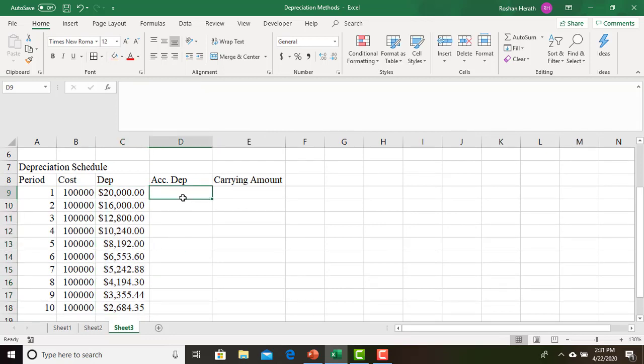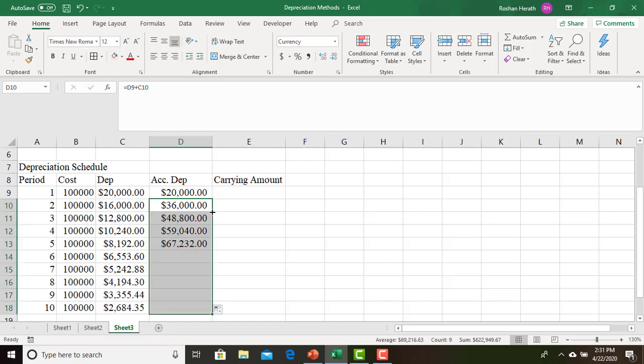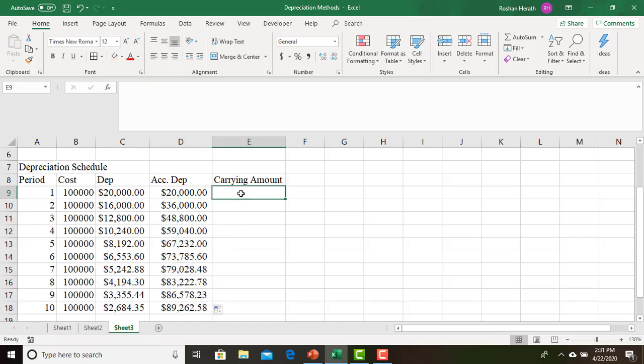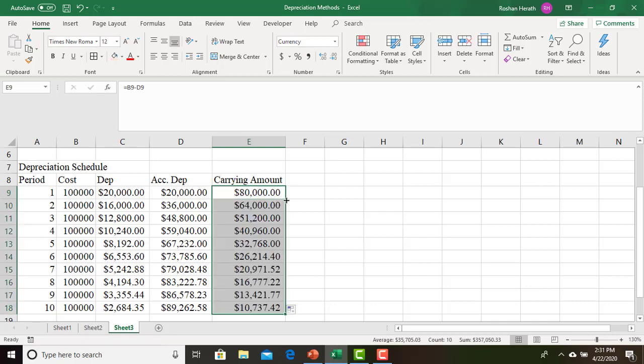Accumulated depreciation, how do we get that? It is 20,000 for the first year. For the second year, it is the first year's accumulated depreciation plus the second year depreciation, 36,000. You may simply drag them down. The carrying amount can also be taken: 100,000 minus 20,000. You get 80,000, and you may drag that down.